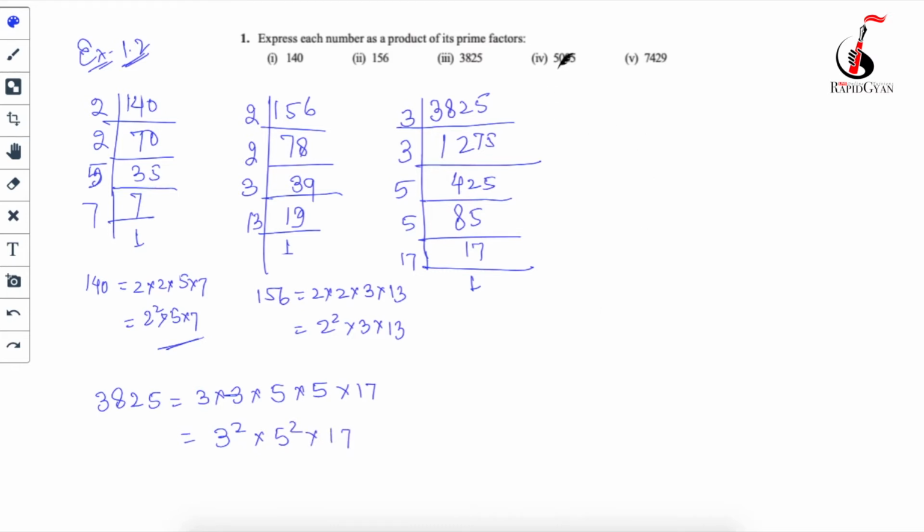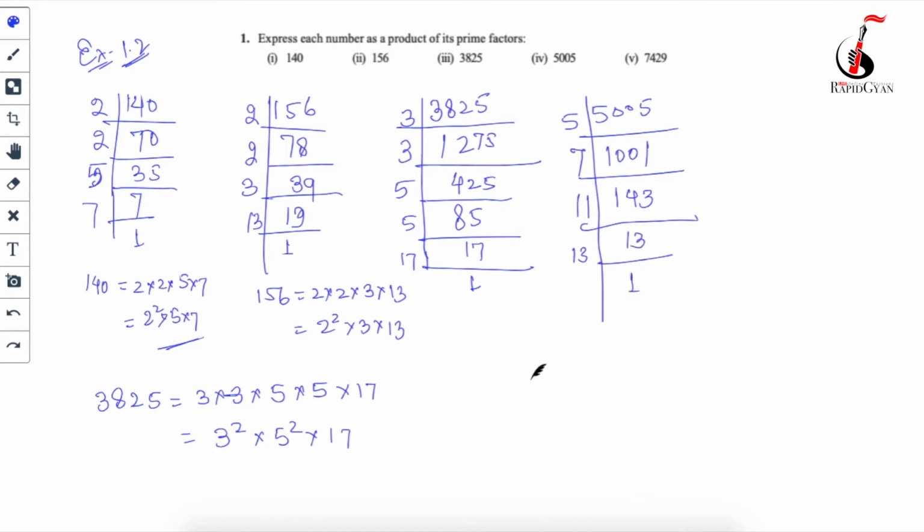Good. Now the next is 5005. You can see that 5005 is not divisible by 2, and it's not divisible by 3, because 5 plus 5 is 10, and 10 is not divisible by 3. So it will be divisible by 5, and I will get 1001. Okay, now this 1001 is not divisible by 5, but it will be divisible by 7. If you divide it by 7, you will get 143, and then 143 is divisible by 11, so you will get 13. Then again it's divisible by 13, and you will get 1. So here I will write 5005 is equal to 5 times 7 times 11 times 13.